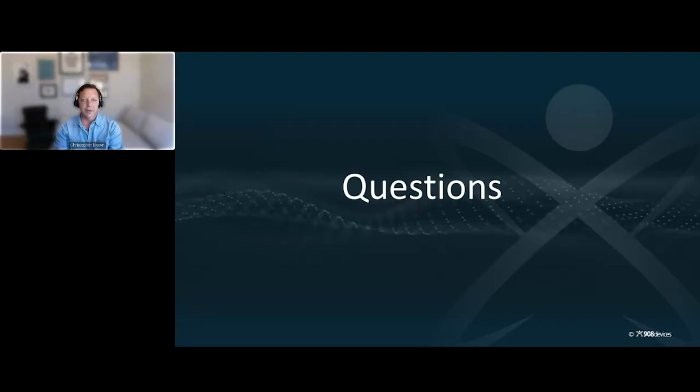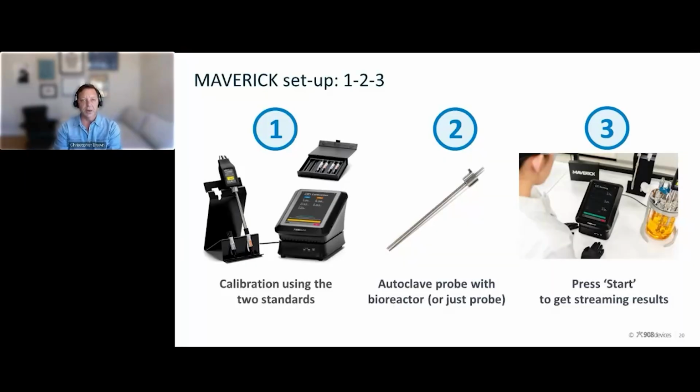So very simple in terms of using those PQ standards. There are just 2. They come in a kit. They're ready to go. There's a mode on the instrument which walks you through that PQ step by step. There's a stand that comes with the Maverick, as shown in the photo under number 1. It walks you through that process.